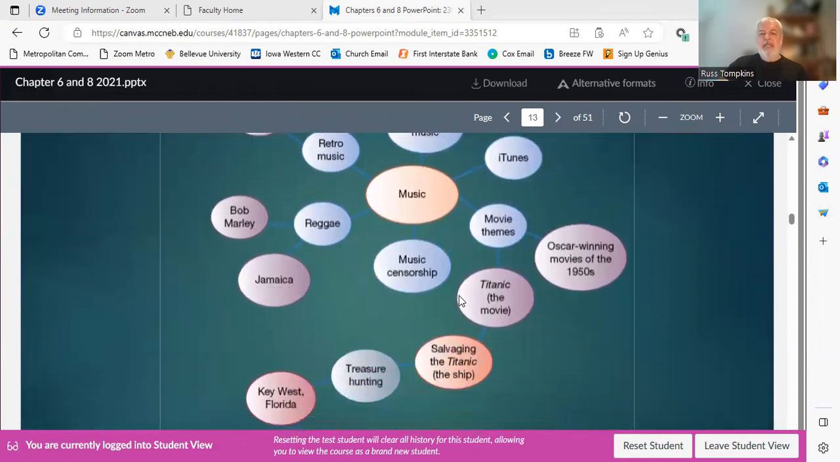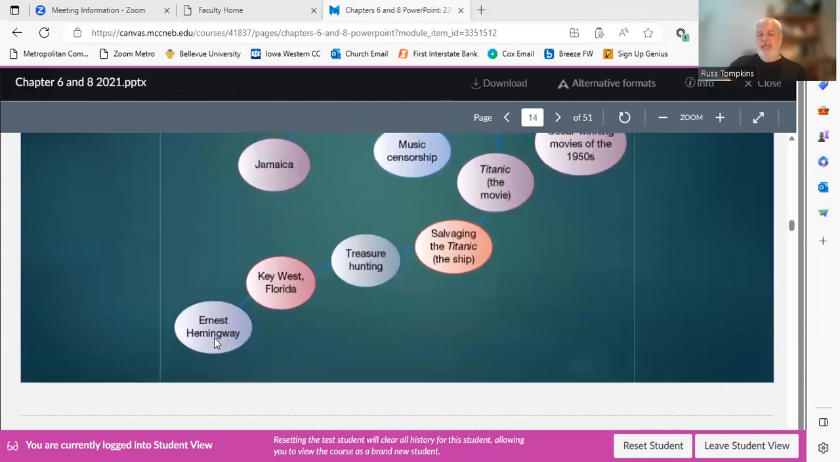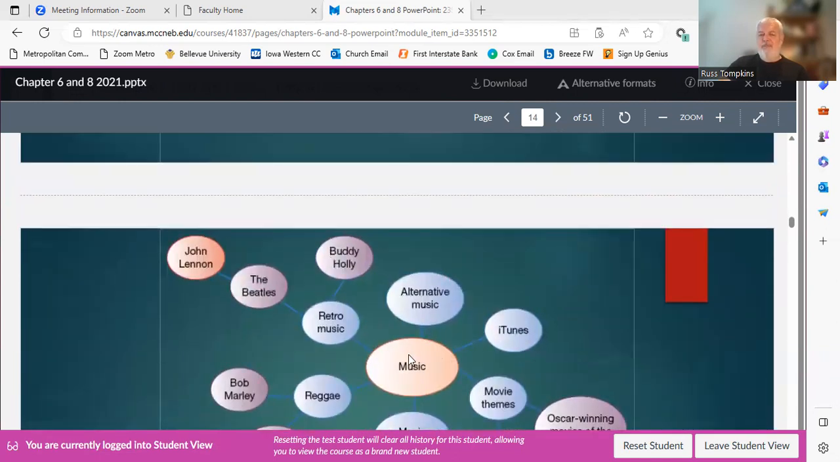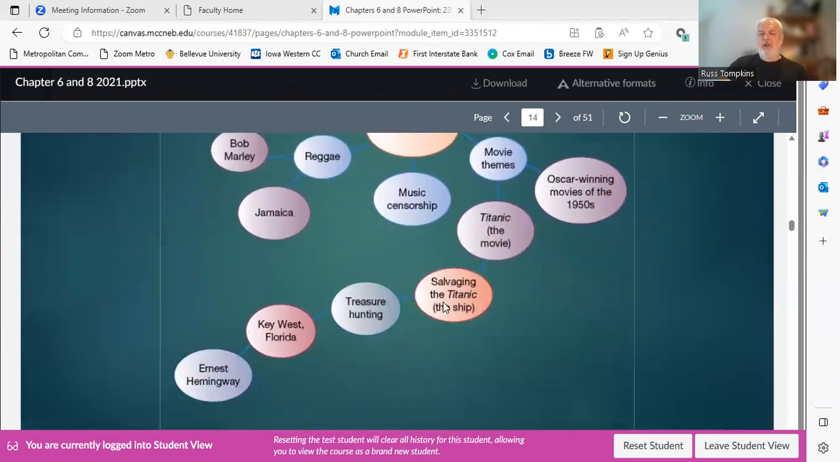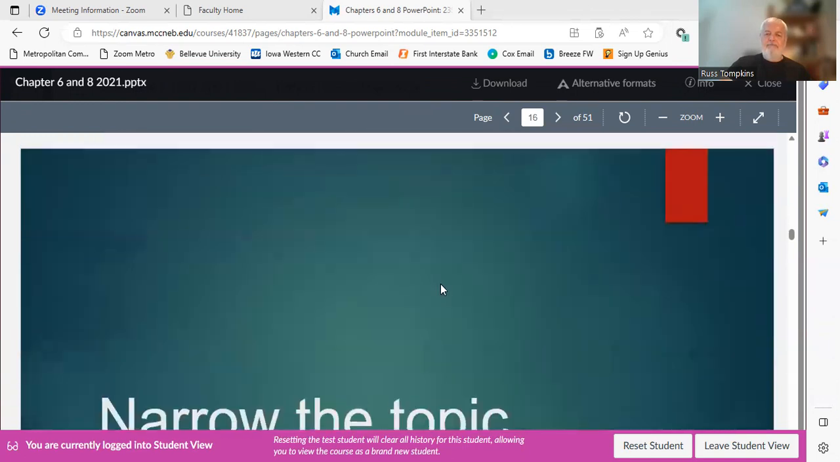So then maybe we continue on, and treasure hunting leads us to think about Key West, Florida, where a lot of treasure hunting happened. And then from there, maybe we think about who lived there. Ernest Hemingway is the most famous resident of Key West, Florida. So maybe you can give a speech on Ernest Hemingway, which again is far from music, but this idea is called clustering, to cluster ideas together.